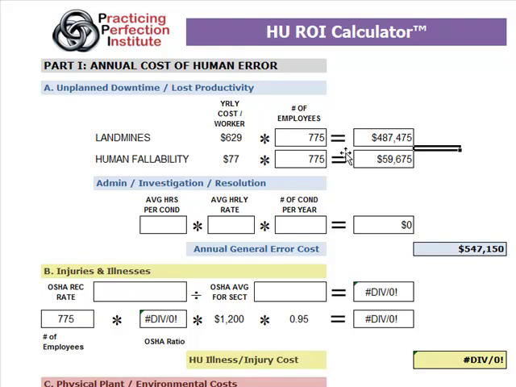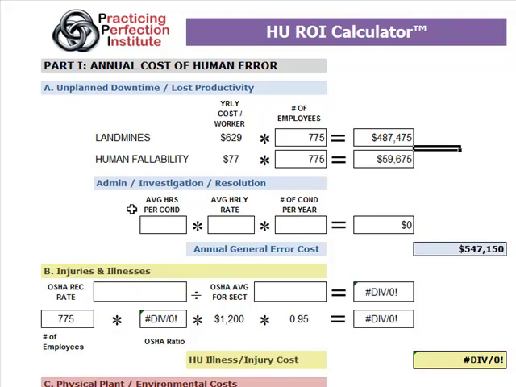Now, in most organizations, when we have an error or event that goes beyond a certain threshold, we do some type of an investigation. There's some administrative costs, some resolution costs, and those sorts of things. So that's what this next part is designed to calculate. You'll notice here it says average hours per condition. We use the term condition to identify any one of those errors that rises above the threshold where you're going to want to do an investigation. That's its intent here in the calculator.